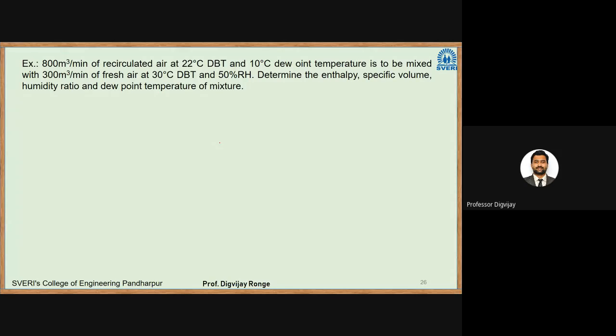Okay. So the numerical is very straightforward. There is a return air, there is a fresh air. These two are mixed together. Then we'll get a supply air. So we have to find out the condition of the supply air. Okay. So I will write it.